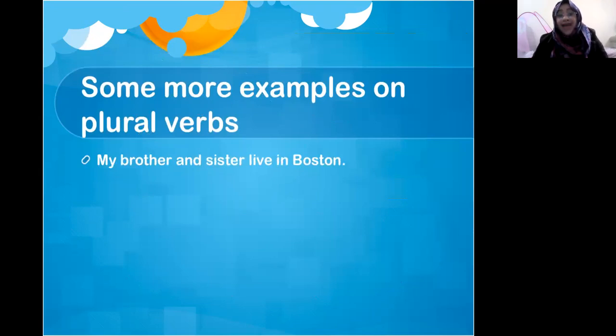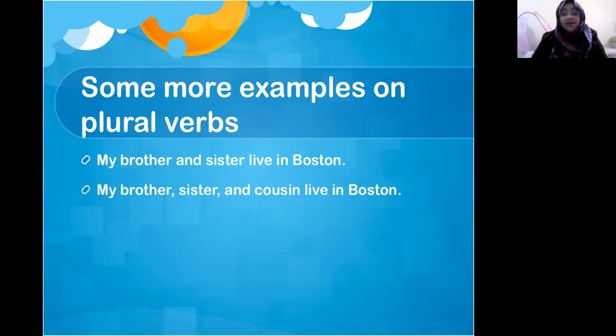Now let's see some more examples on plural verbs. Like, my brother and sister live in Boston. Now see here, if you're talking about only my brother, one person, third person singular, then we will say lives: my brother lives in Boston. But here the subject becomes plural, my brother and sister, more than one, so we will say live in Boston. We will not say lives. We will use a plural verb, and a plural verb means without S. Clear?